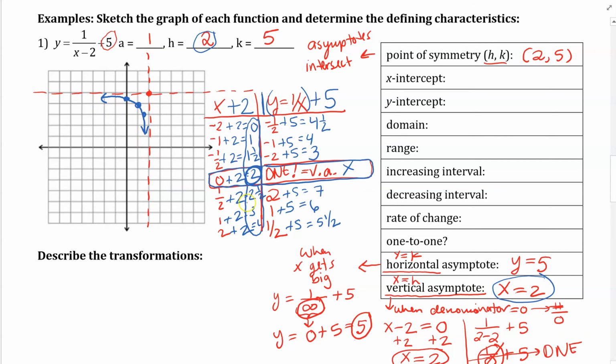On the right side, I have a point at 2.5, 7, 3, 6, and 4, 5 and 1/2. And then I make that opposite facing boomerang on the right side. Again, I don't connect the points on the left and right. I just have each side reach out toward both asymptotes, and they look sort of like opposite facing boomerangs. The transformations will be that this graph moved to the right 2 and up 5.